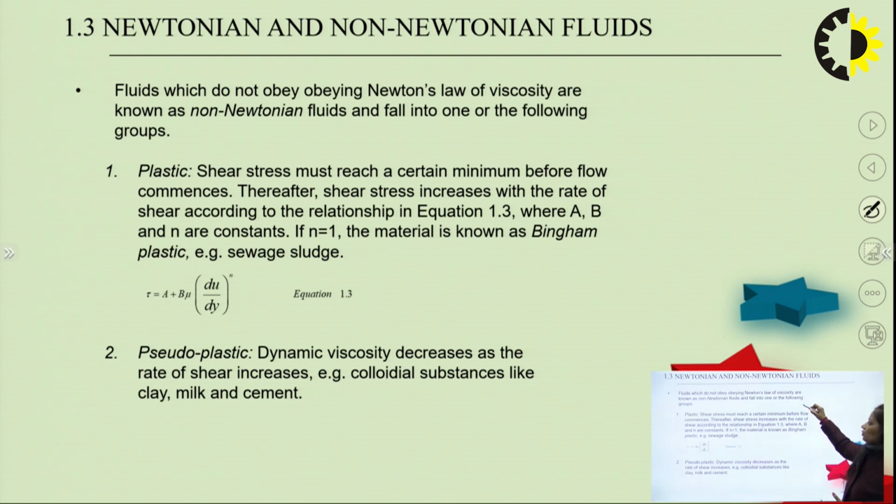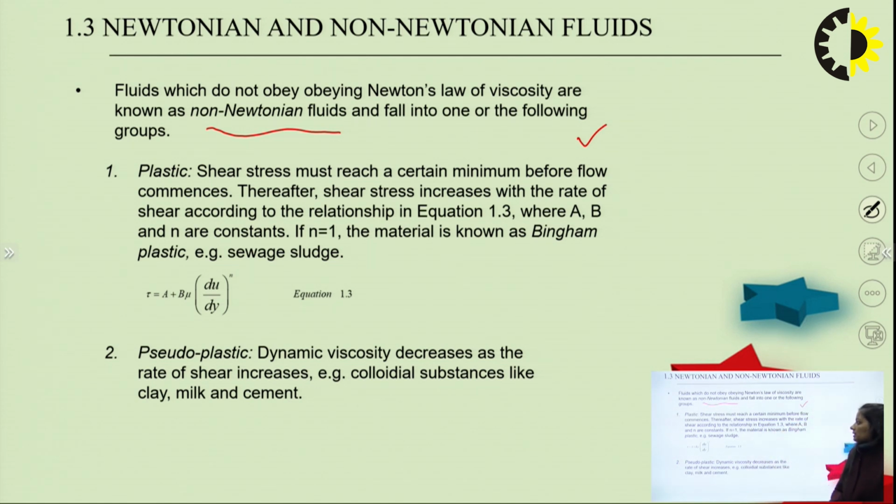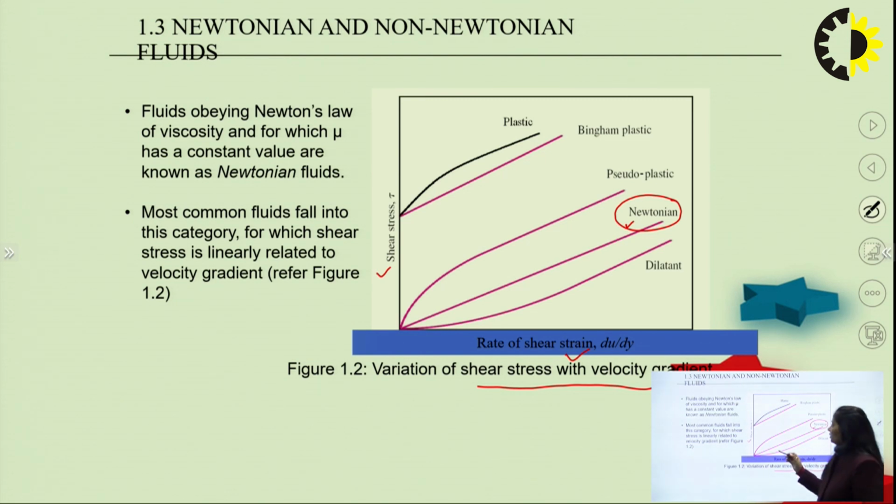Next, fluids which do not obey Newton's law of viscosity are known as non-Newtonian fluids and fall into one of the following groups. So now we'll discuss how non-Newtonian fluids are different from each other and what the types are. The first is plastic. The shear stress must reach a certain minimum value before flow commences. Here you can see the curve of plastic, the black one.